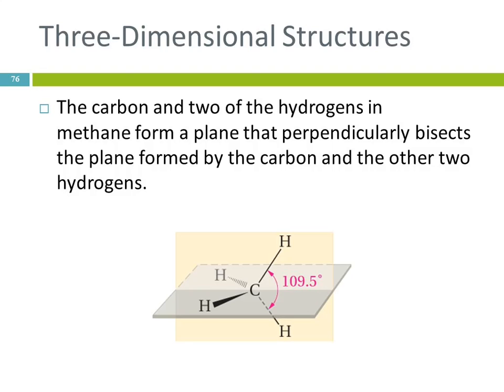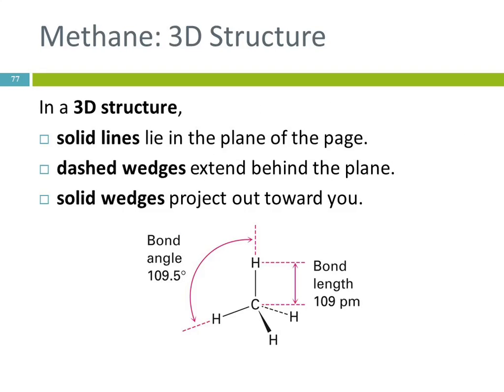We've already looked at that slide. We kind of looked at these. I just redid them to reflect better what your book calls them. Your book calls this a 3D structure. This is where we have the dashed wedges, the solid wedges, and the solid lines. And it's important to understand the solid one is coming out at you, the dashed one is behind the page or the screen, and these just normal lines are in the plane. And that's the easiest way to indicate a tetrahedral shape.